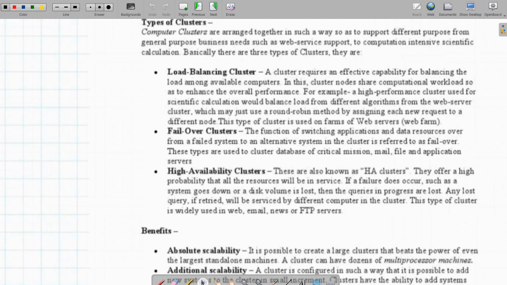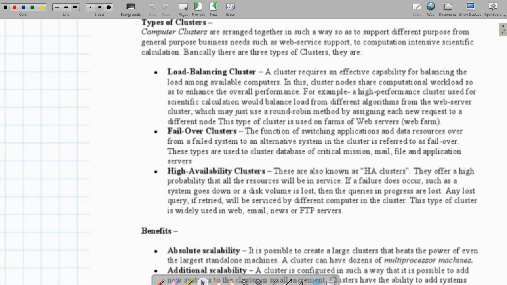Types of clusters. So here you can see different types of clusters which are possible. Let me go through them one by one. Computer clusters are arranged together in such a way so as to support different purposes, from general purpose business needs such as web service support to computation intensive scientific calculations.